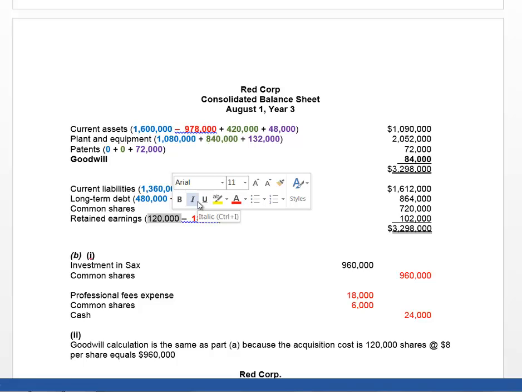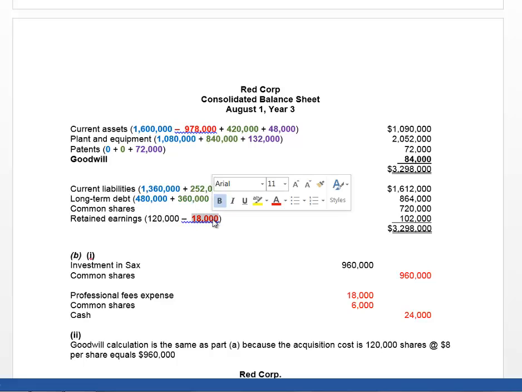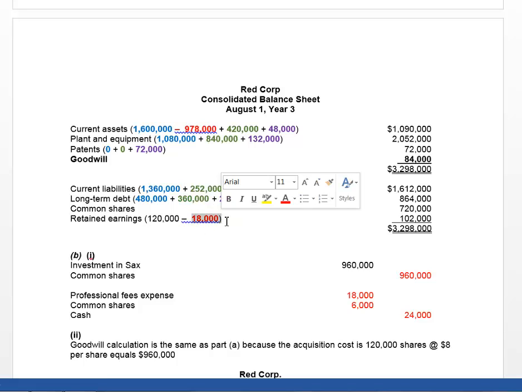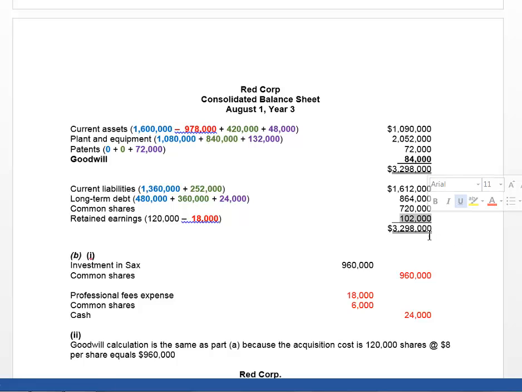So to prepare consolidated statements, each separate entity would have closed out their books before preparing the consolidated statements. So I have to treat this as a closing journal entry, because when I closed, I would have debited retained earnings and credited the professional fees expense to zero it out. So assuming that closing entry would not have been made at this point in time, July 31st, but now we would close out the professional fees expense and we would have on a consolidated basis retained earnings for Red of 102. And that would balance our liabilities and equities to our total assets section.